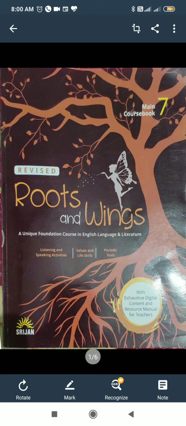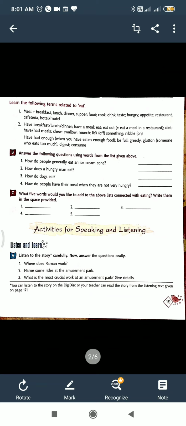Today we will do the exercise of chapter 1, The Chocolate Room, in English Literature. So here, what is the instruction? Learn the following terms related to it. There are 2 points related to it that you have to understand.